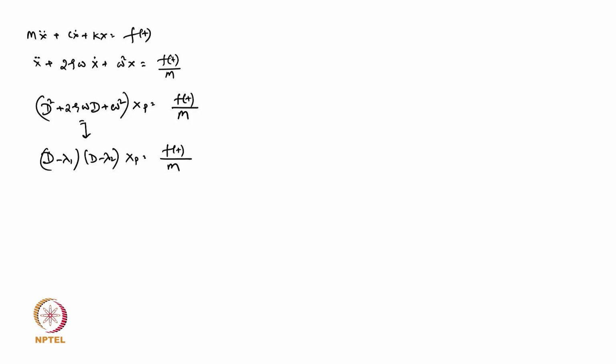So if I can write that, the next step will be xp equal to f of t by m divided by D minus lambda 1 into D minus lambda 2. So lambda 1 and lambda 2 are the two roots. We can solve that expression and get them. So for example, we have D square plus 2 xi omega D plus omega square. So what are the solutions?